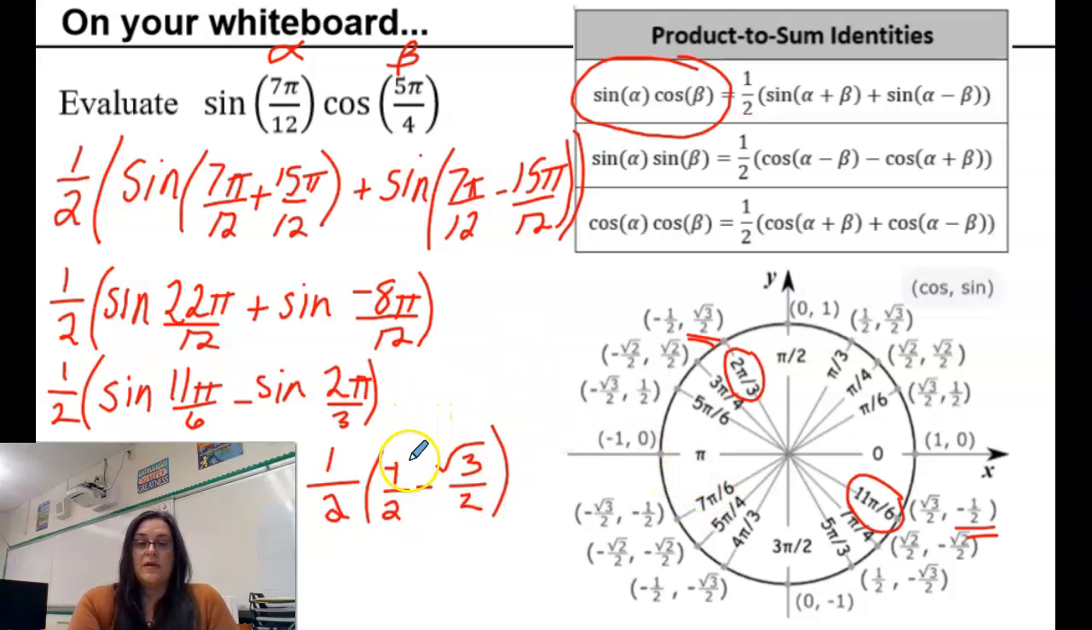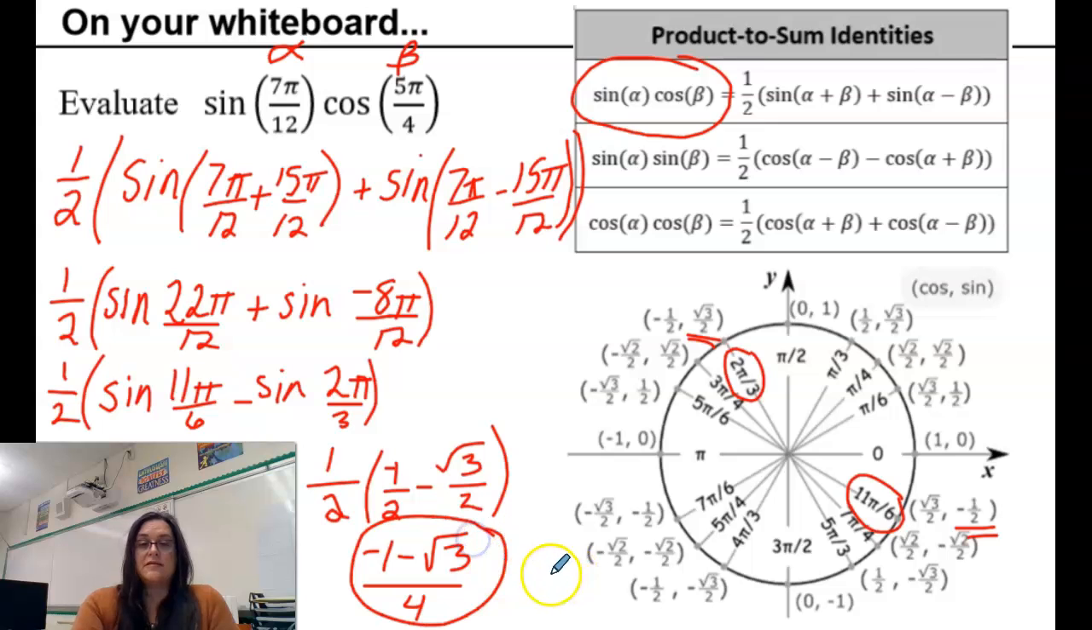So now when we subtract these fractions, they already have a common denominator of 2, so we'll have negative 1 minus square root of 3 in the numerator, and that's over our common denominator of 2, but we're multiplying by 1/2, and 2 times 2 is 4. So this will evaluate to negative 1 minus square root of 3, all divided by 4.